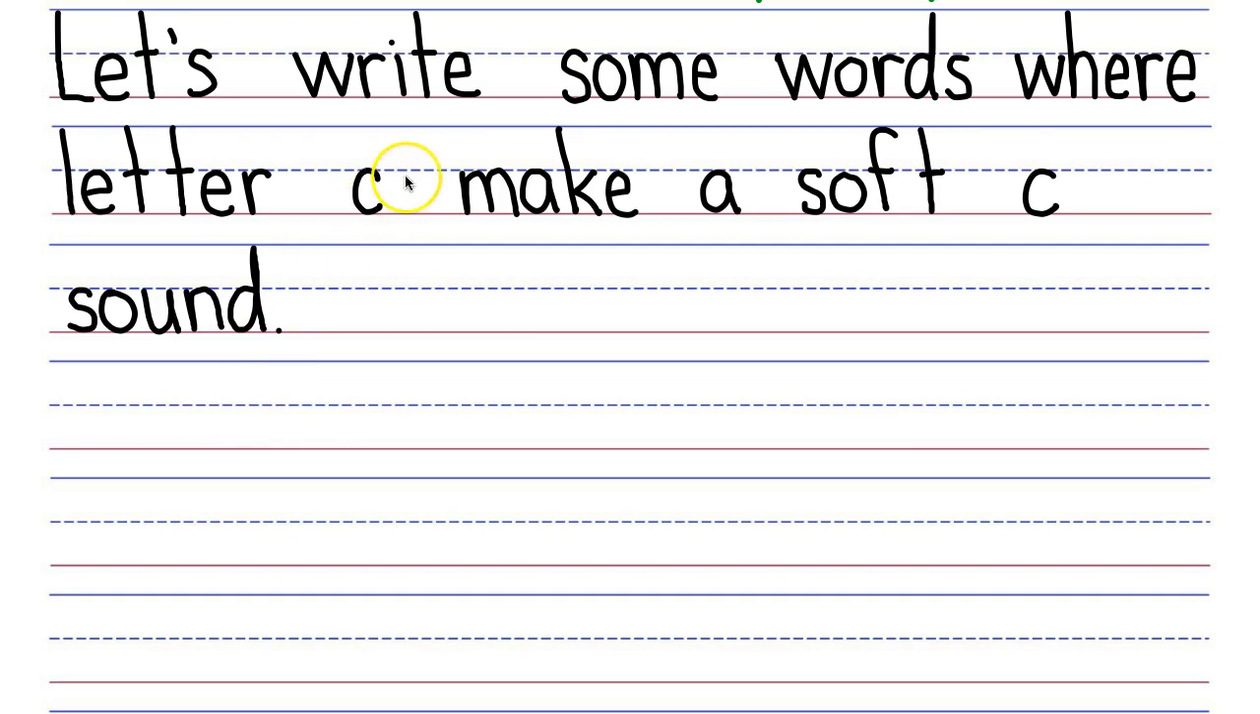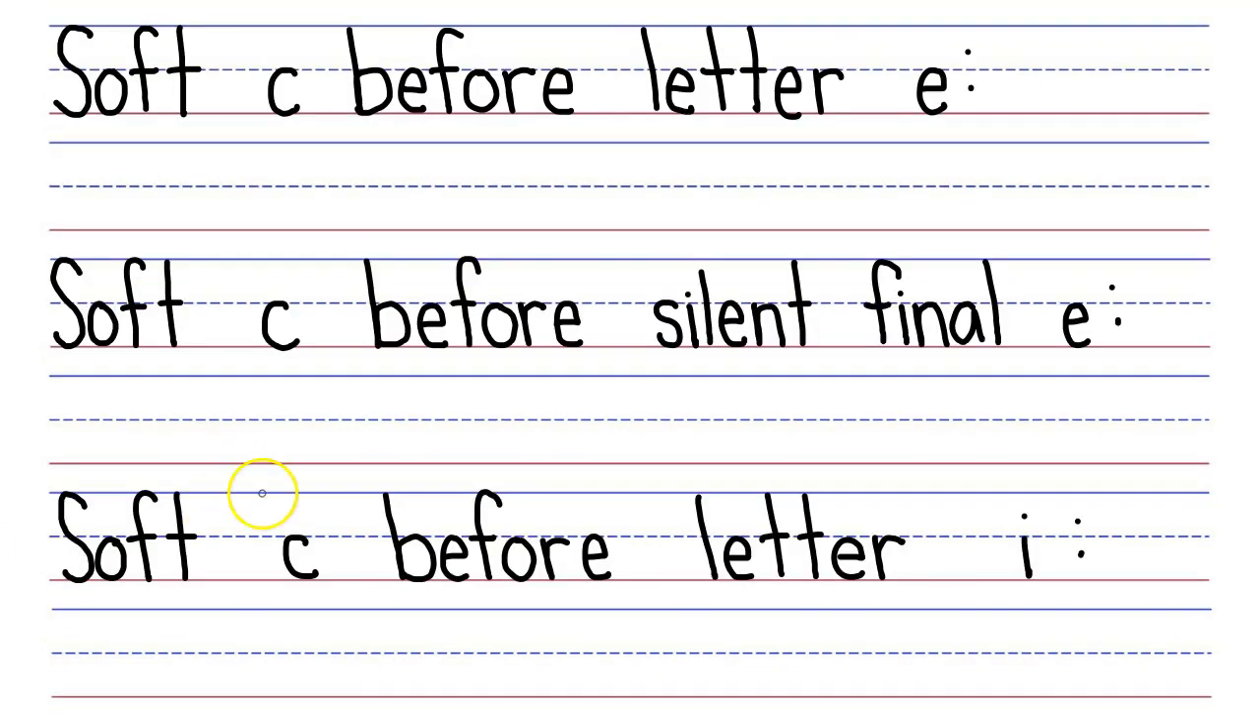Let's move on to write some words where letter C makes a soft C sound. So if we revisit our rule, we know that letter C makes a soft C sound before E, I, or Y. Let's start with letter E. In these words, letter C makes the soft C sound s before letter E.